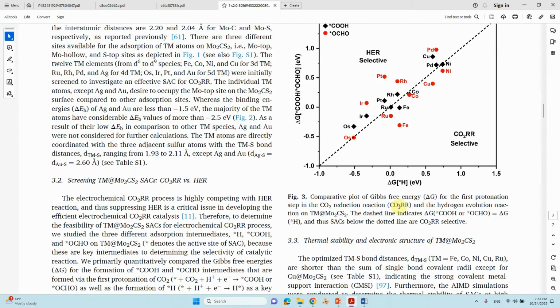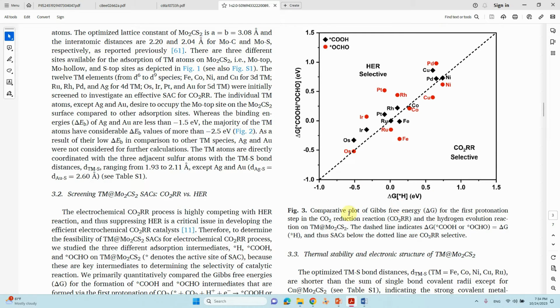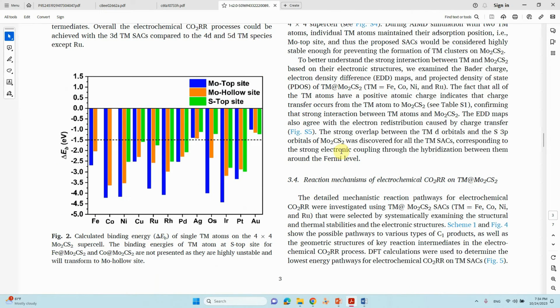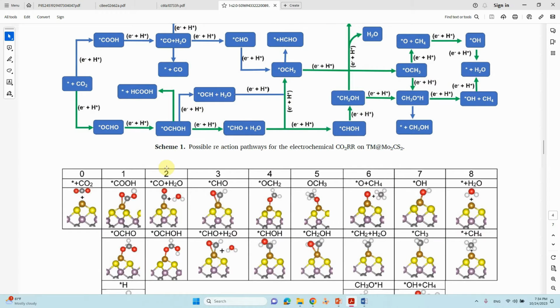Here you can also see I have studied a comparative plot of Gibbs free energy for the first protonation step in CO2 electroreduction and hydrogen evolution reactions. We need to study this kind of thing, then only will we know whether our catalyst is CO2 selective or HER selective. From there we can separate out the HER selective catalysts and use only the CO2 selective catalysts for further studies. Then I studied the binding energy calculation for the transition metals.